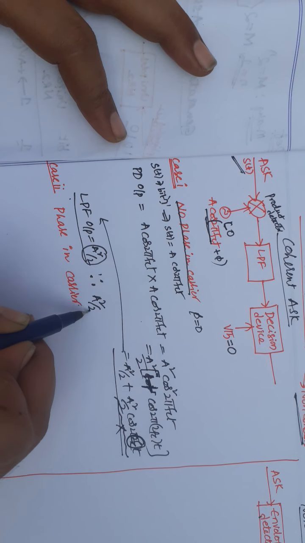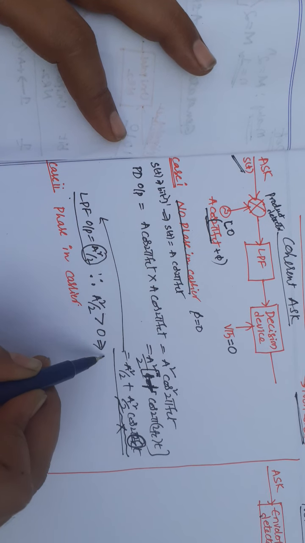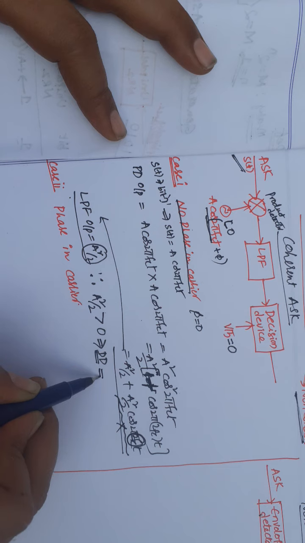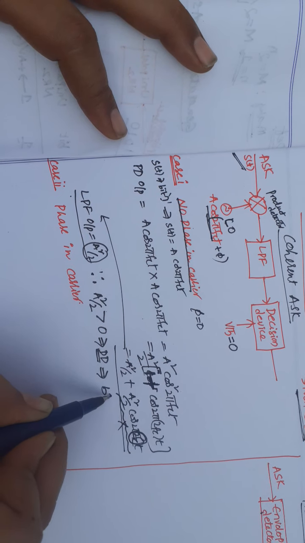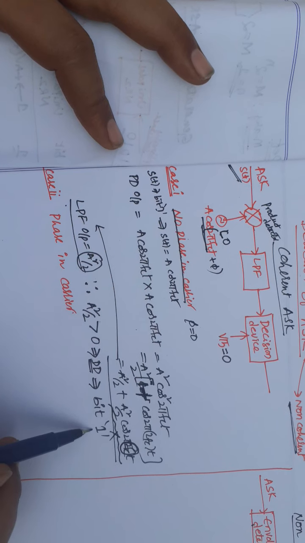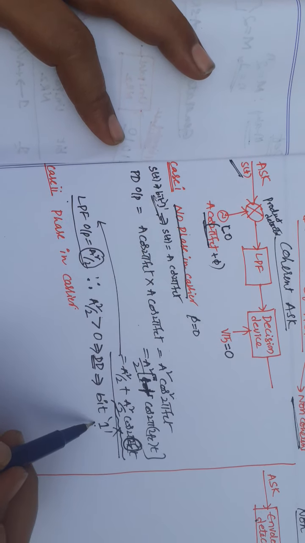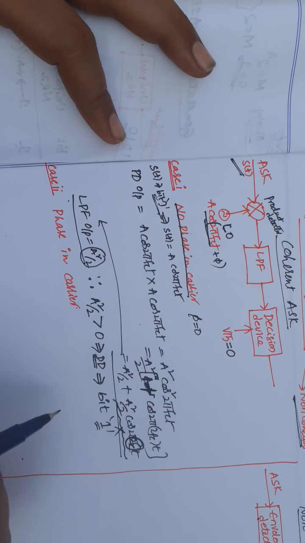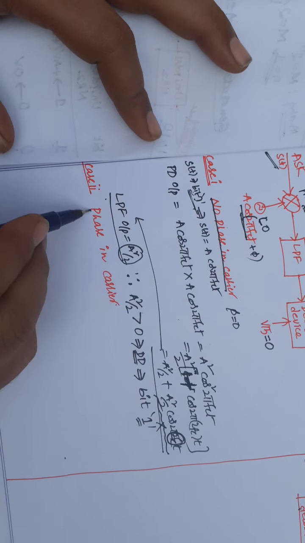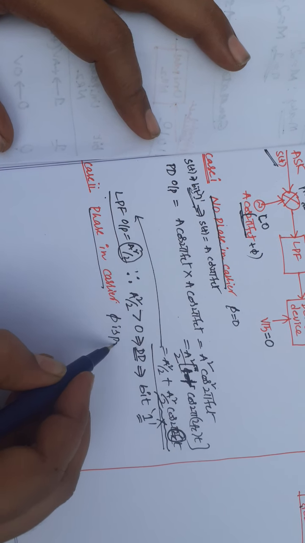So A squared by 2 is greater than 0, so the output of the decision device will produce the output in favor of bit 1. See here, we transmitted input bit 1, and the demodulated signal produces bit 1, right. Now the second case, when the phase shift pi is present, right.